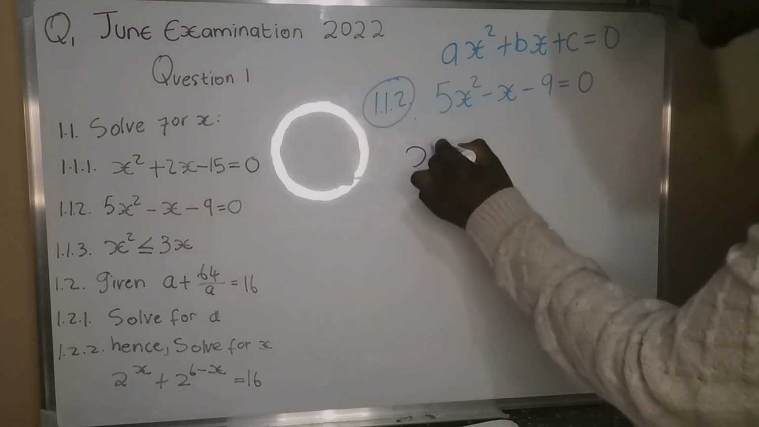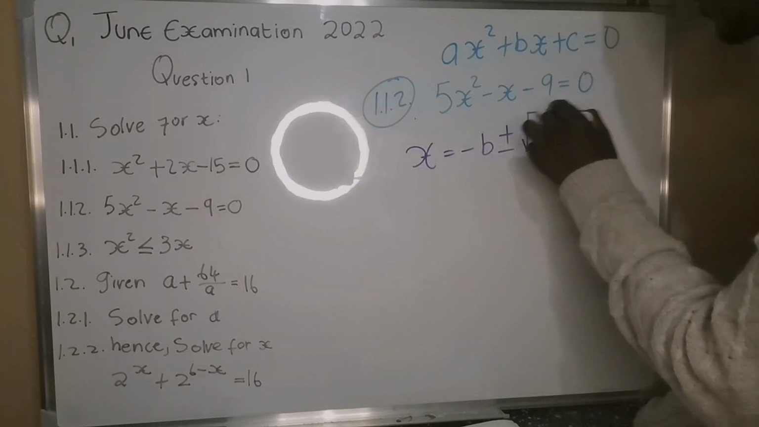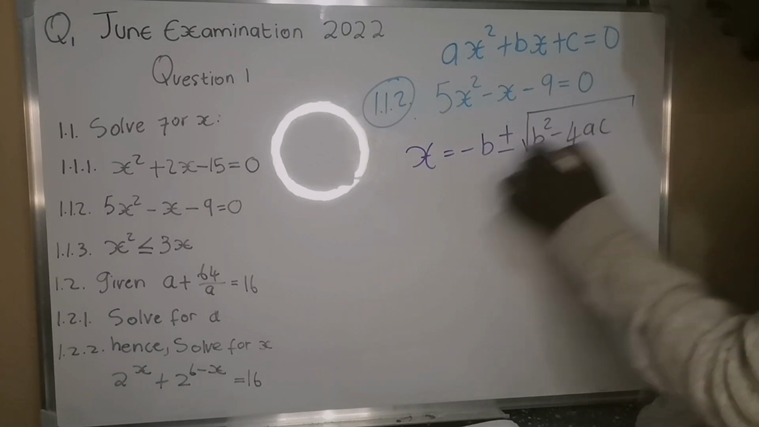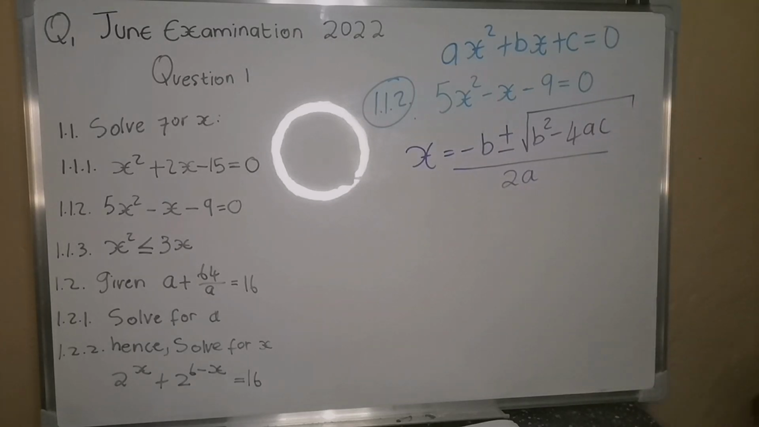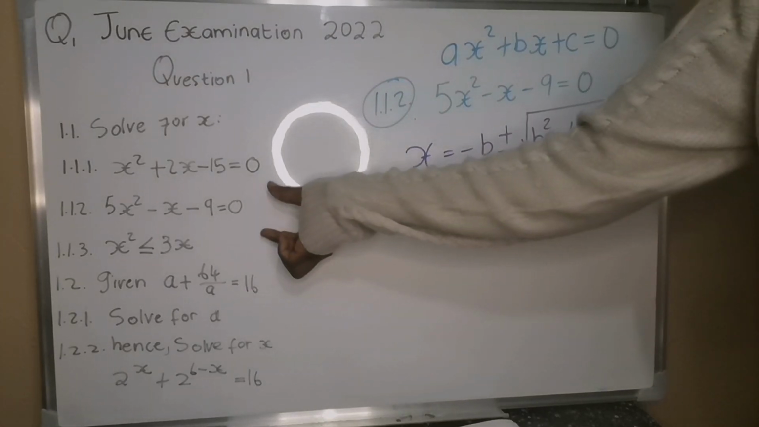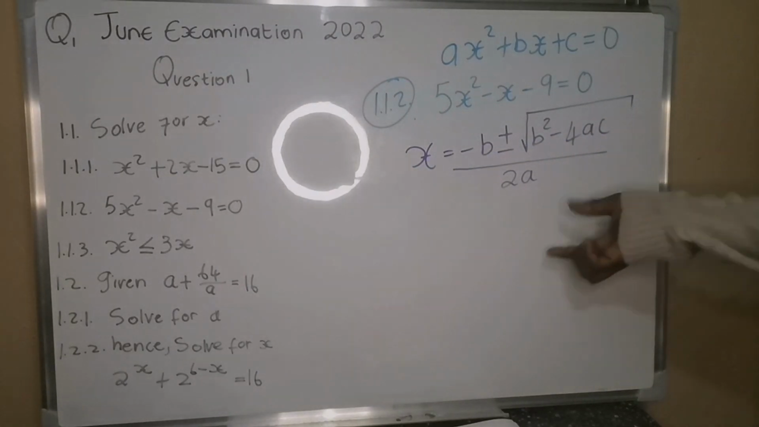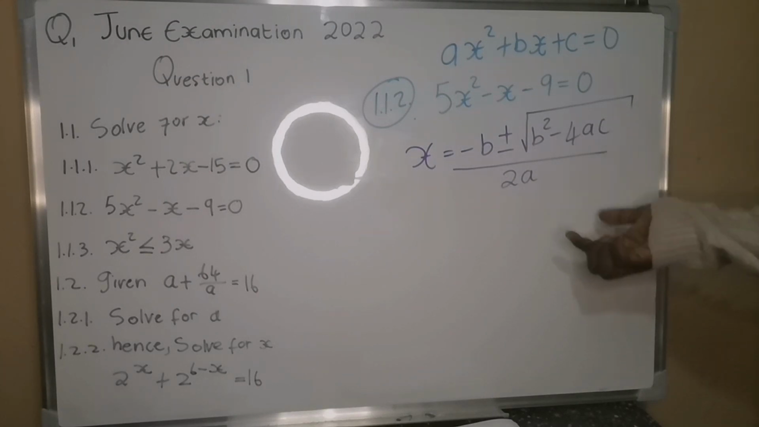So you've got x is equal to -b plus or minus the square root of b squared minus 4ac, all divided by 2 times a. So guys, immediately when the question says the answer should be to the nearest 2 decimal places, it means your answer will have decimals. That's what they're telling you basically.